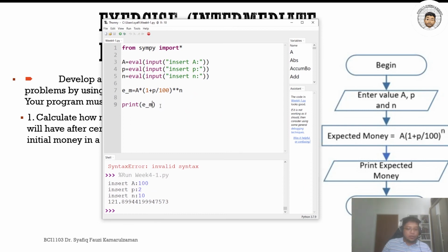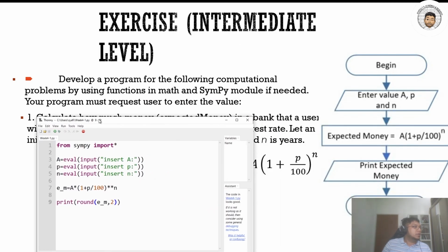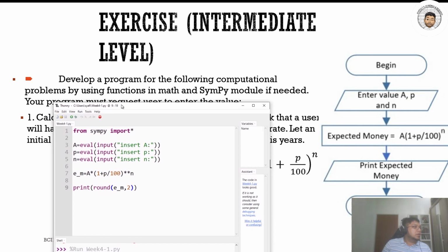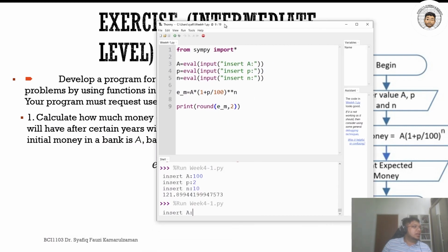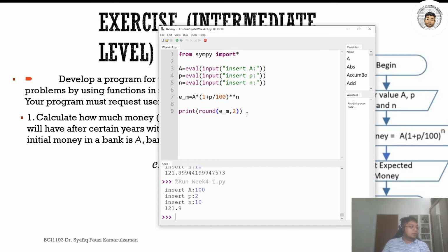So here you can make it round. E_M 2. No need to use simple, right? If needed. Not needed. So you can get it immediately as well. 2%, and you have 10. Yes. 121.9. Okay, any question for this one?